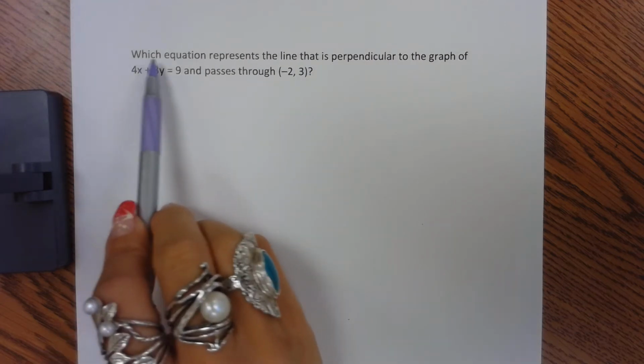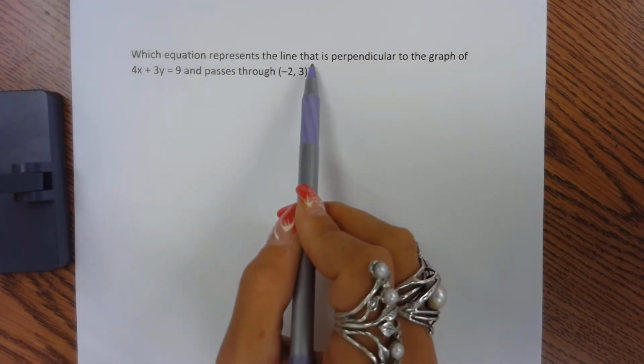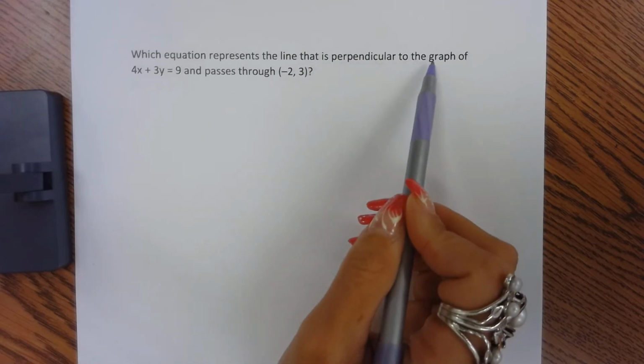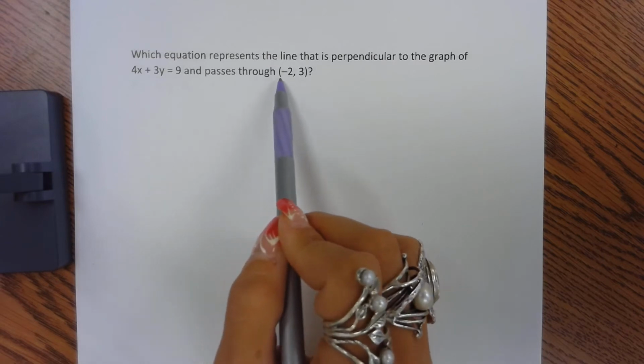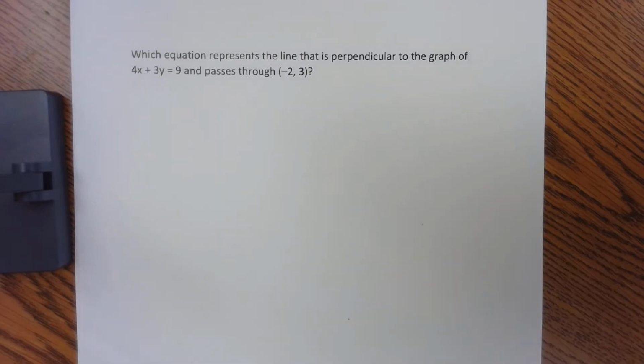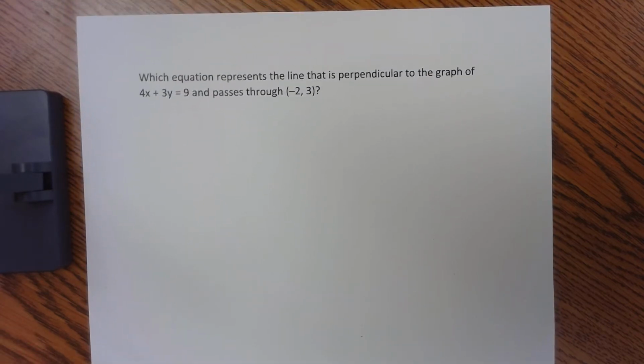The question asks which equation represents the line that is perpendicular to the graph of 4x plus 3y equals 9 and passes through (-2, 3). The answer choices are at the bottom, but we'll work it out up here.